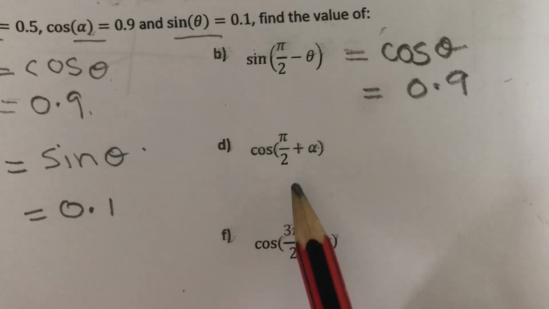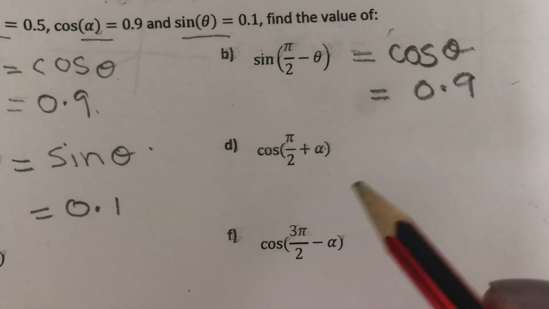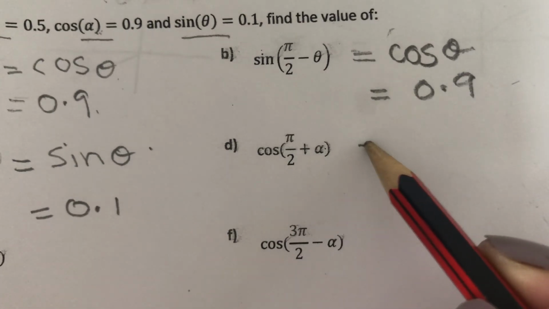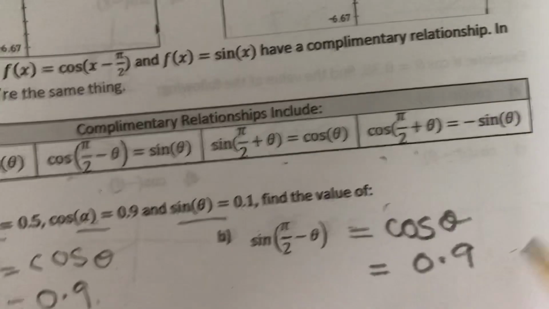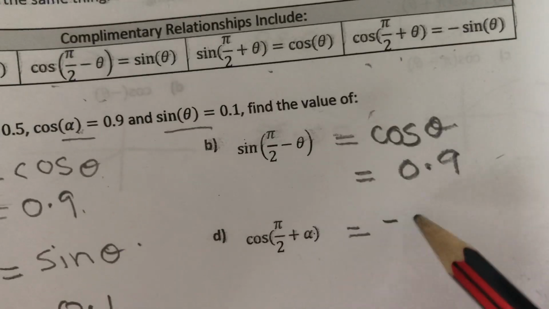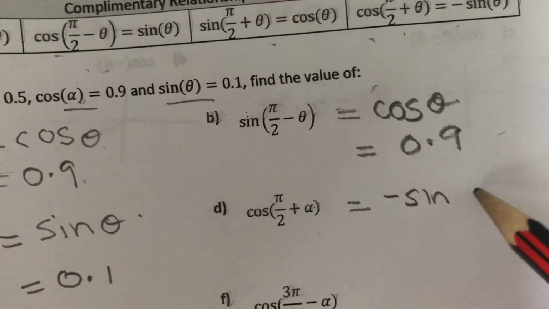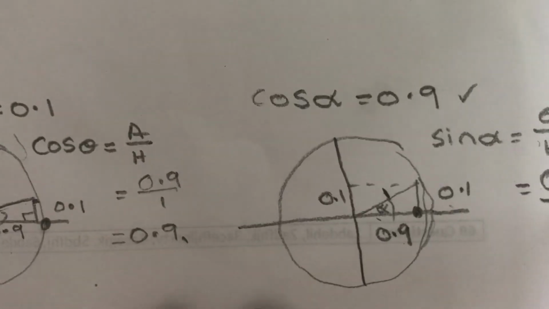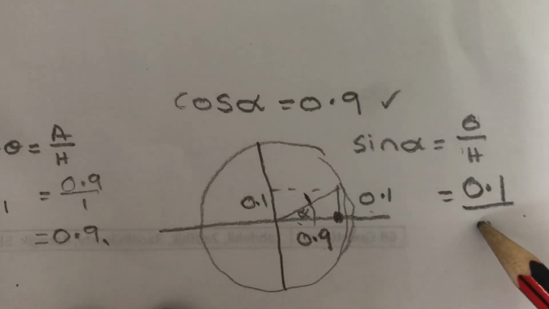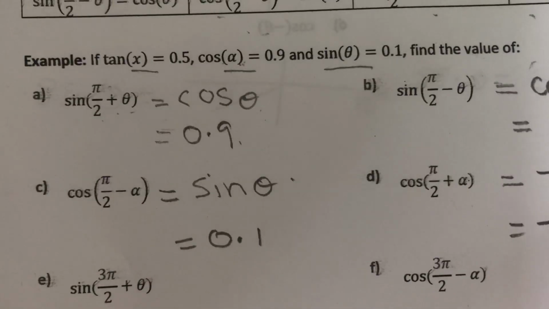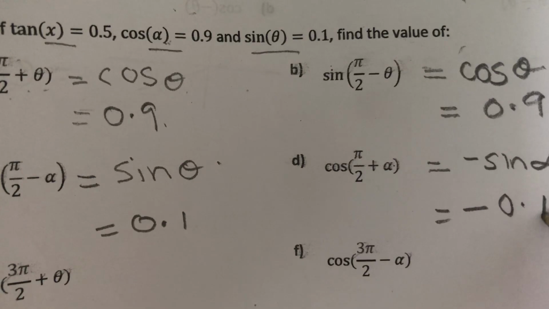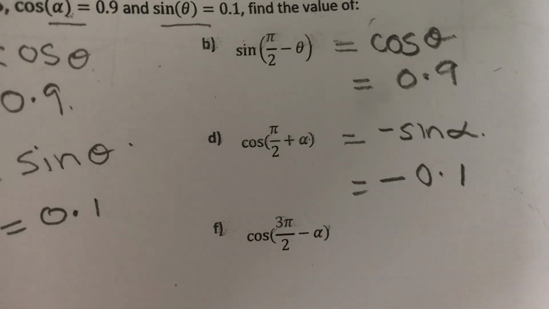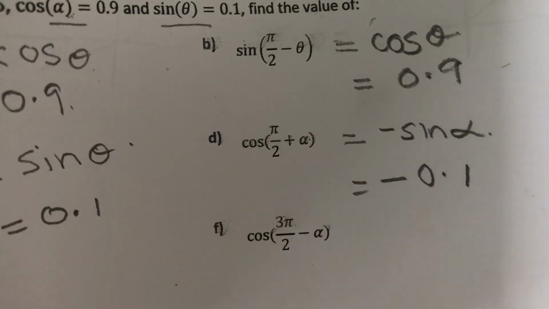Okay, cos of pi on 2 plus this angle is going to be equal to, from up here, negative sine of the same angle. So straight away we put down our negative, and if we look down here to the work that you've already done, the answer is going to be 0.1. All right, so there's the first 4 on your page. Making sure that you're checking the angle type, the name of the angle, because it might be different.